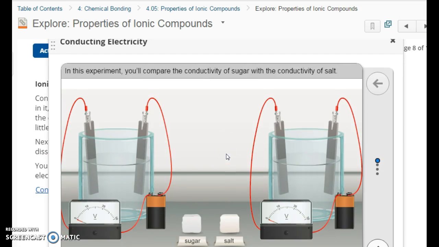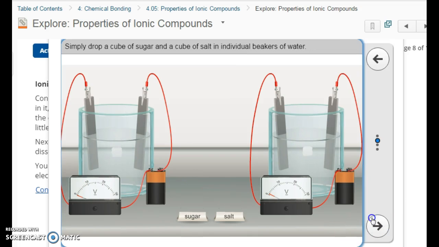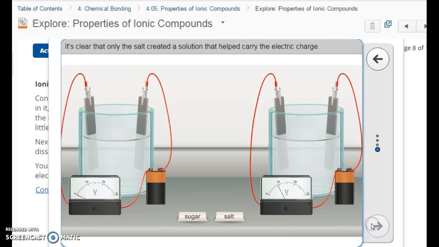So, let's see what they have us do. So we have sugar. All right, so we have a battery, and we have our 2 electrodes, and they're in water, and this is a voltmeter. This is going to measure how many volts are in it, which is how much electricity. So we have our sugar in here, we have our salt in here, the same amount of each. It's dissolving, and what do you notice?